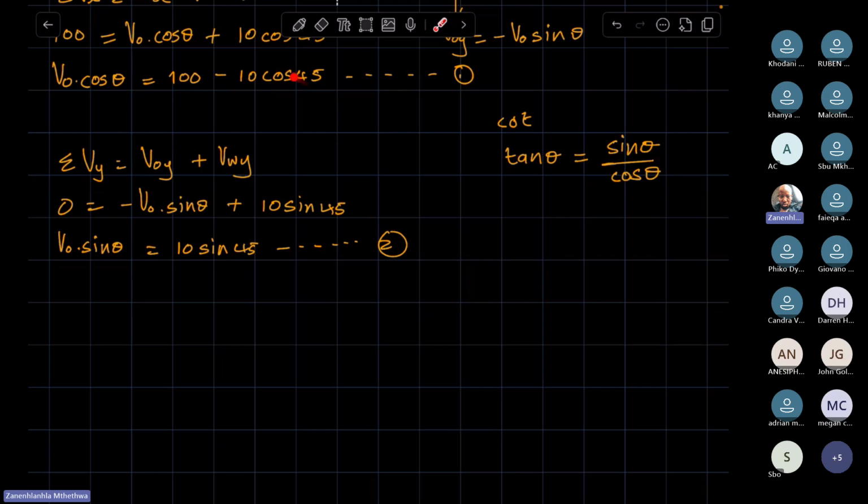Yes. Right. Remember that in substituting the third equation into one of these equations, you must make sure that the denominator of your third equation is cos theta. And between equation 1 and equation 2, it's equation 1 that will have a denominator of cos theta. Why? From the first equation, we are going to divide both sides by cos theta. It's going to cancel on this side, and on the other side you are going to have 100 minus 10 cos 45 divided by cos theta, which is exactly what you're looking for.